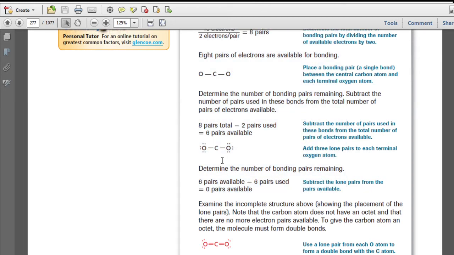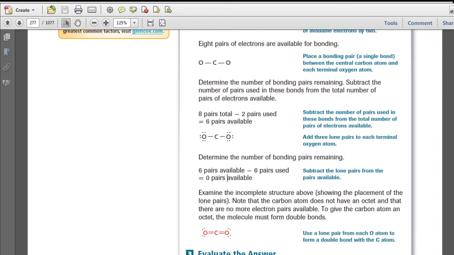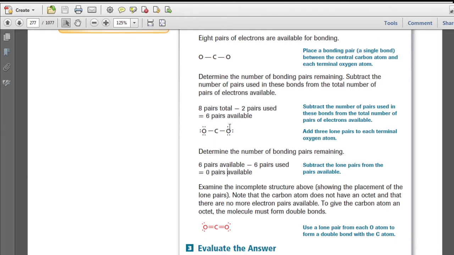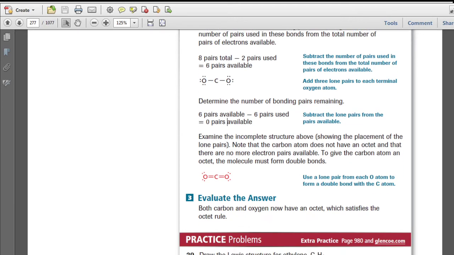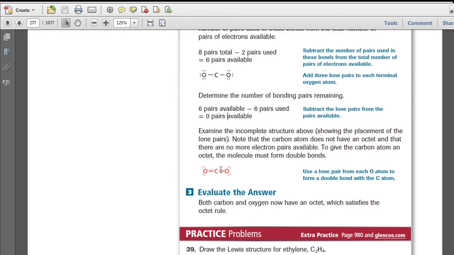This oxygen's octet is satisfied, but if we look at carbon, its octet is not satisfied. So even though we have 0 pairs left over, the oxygen is satisfied, but there's no satisfaction for the carbon. So what actually happens is that this oxygen is going to share these 2 electrons on the top with the carbon atom, and this oxygen is going to share its 2 electrons with the carbon. And when doing so, we'll get these double covalent bonds forming.